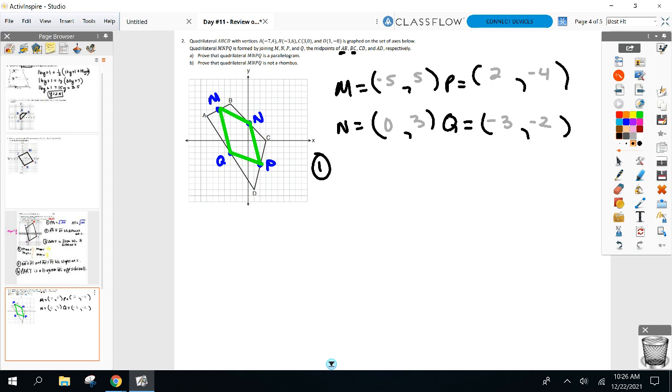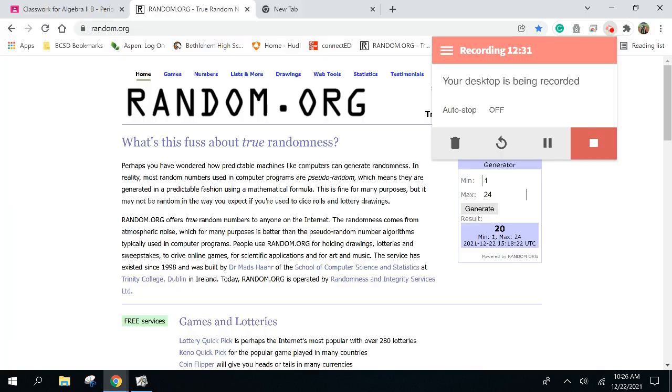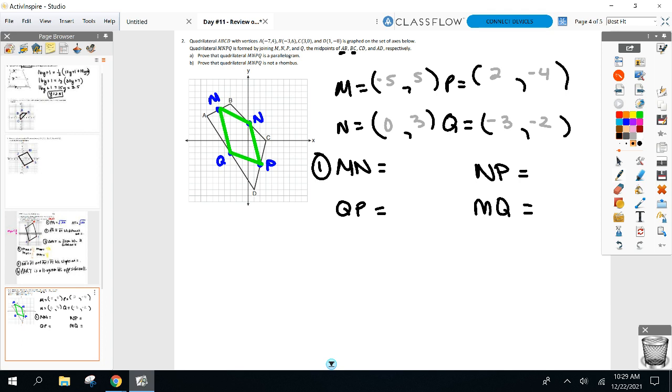All right, so you and your group, distance of MN, distance of QP, distance of NP and MQ. And then these are the only 4 you got to show. Okay, no, just longer.